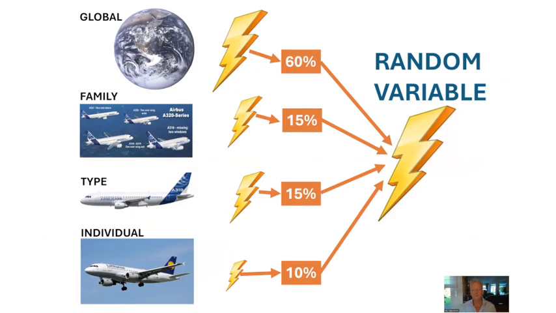So the random variables that are generated to create the aircraft value path have the global source, the family source, the type source, and the individual source. Those random variables are then weighted in a certain manner and combined into one weighted random variable in each time step along the horizon of a portfolio or a transaction. Now, these weights are quite difficult to establish.